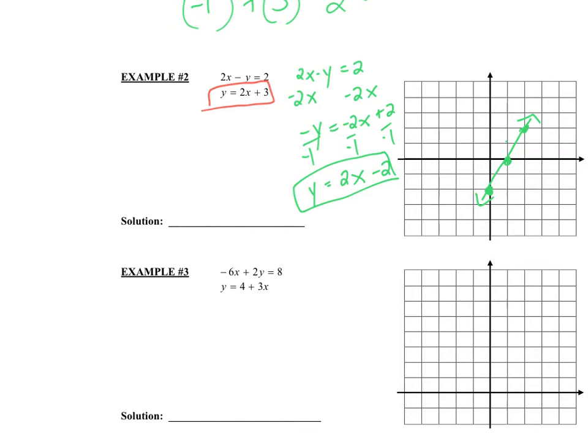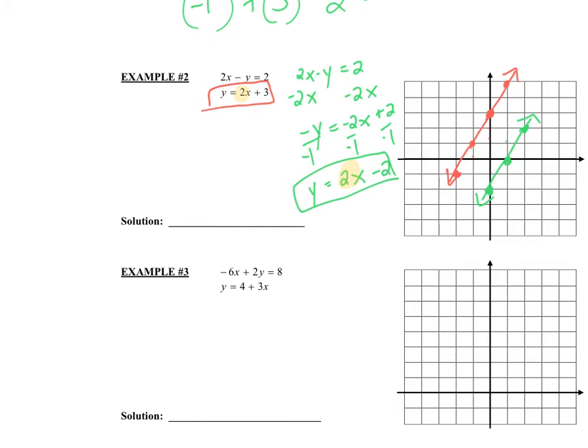That one is already in slope-intercept form. The intercept is 3, so go to positive 3. The slope is positive 2. So again, it's up 2 to the right 1, or down 2 to the left 1. What do you notice about the red line and the green line? And think about what is the same in the red line and the green line. So if you notice, the slopes are the same.